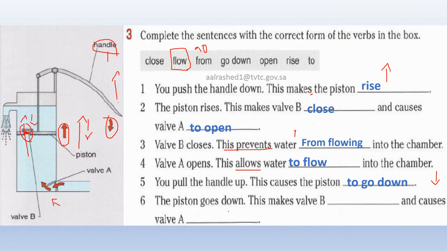6, the piston goes down. This makes valve B, okay, I need the opposite of the process. This is the opposite, as you can see. We are reversing the process. Just give me the opposite words. So we have here close, should put open, and causes to open, you need to give me the opposite, which is to close. So basically, we learn how this device works.